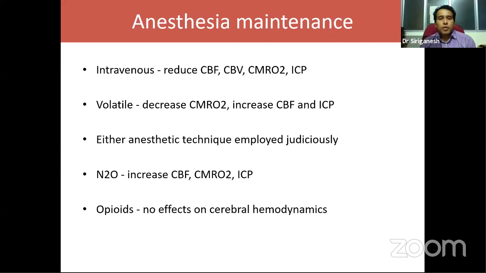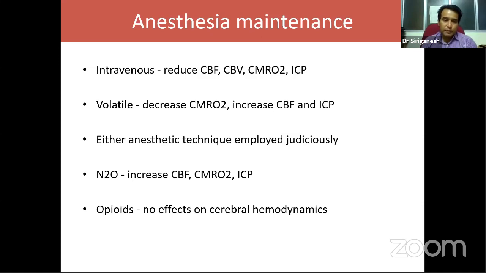Coming to the maintenance, both intravenous and volatile anesthetics can be employed judiciously. Intravenous anesthetic agents such as propofol reduce cerebral blood flow, cerebral blood volume, cerebral metabolism, and intracranial pressure. Volatile agents such as isoflurane, sevoflurane, desflurane decrease metabolism. However, they increase cerebral blood flow and intracranial pressure, especially when used beyond 1 MAC.